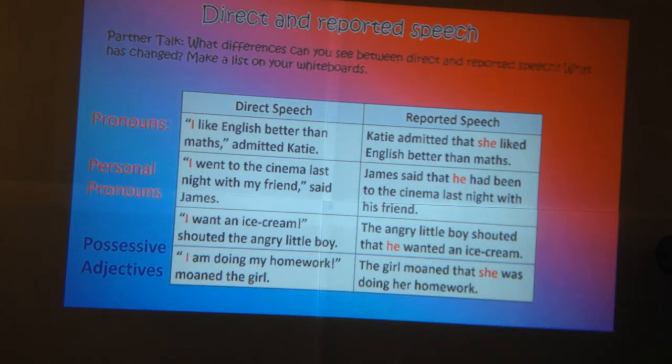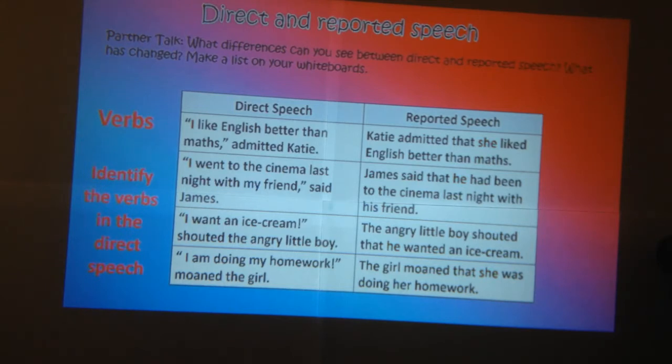Now in blue I've also highlighted possessive adjectives. In direct speech you will often see the word my to denote it belongs to them. It's personal to them. In reported speech you've probably noticed in blue the word his and the word her. So you will still use possessive adjectives, but they would be different in reported speech. You would not use I or my. In reported speech it would be his or her.